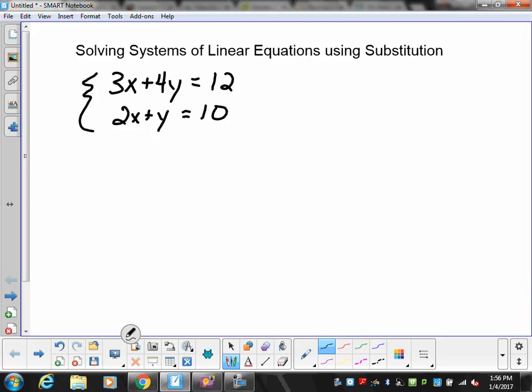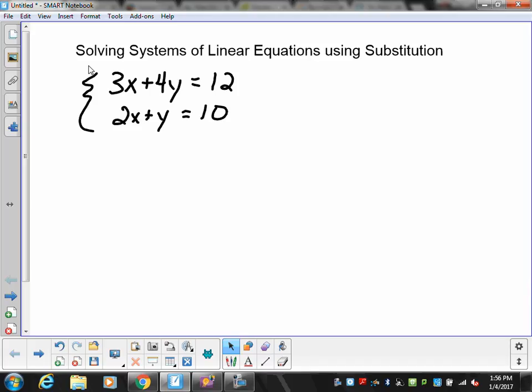You have to get y on the other side. The easiest variable to solve for is y in the second equation. Why is the y the easiest one to solve for? Because it doesn't have a coefficient. Other than its coefficient is 1.